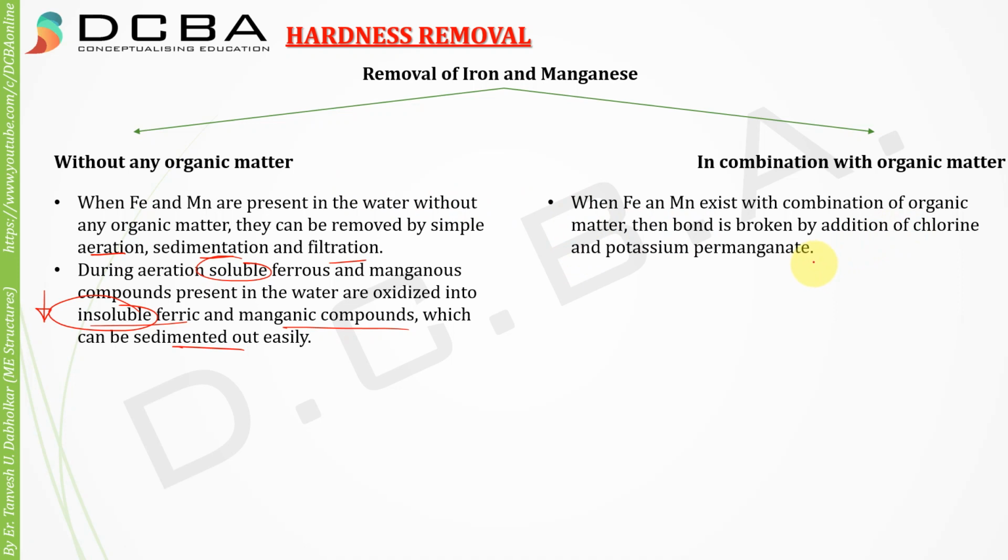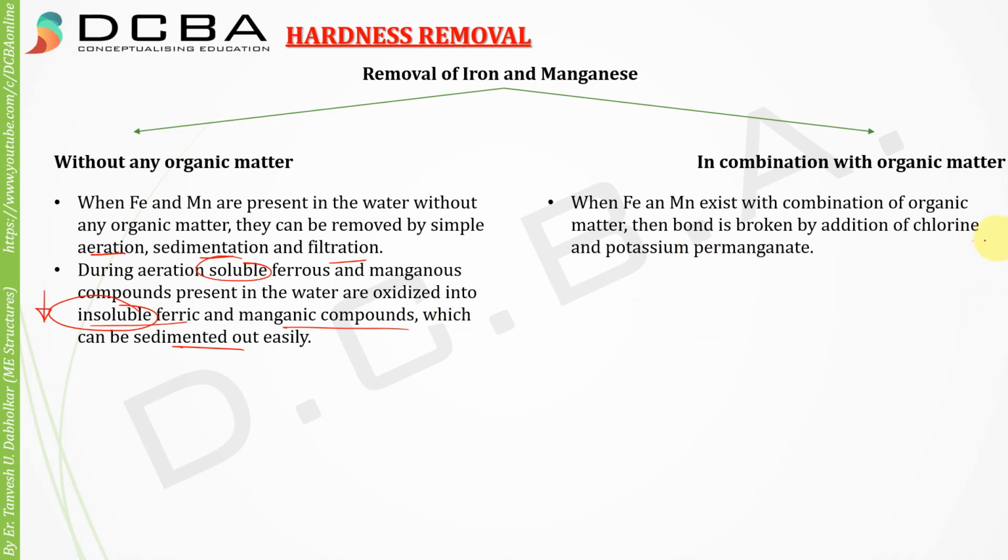When it is present with organic matter, that is, now what is without organic and with organic? With organic means it has that element of carbon and hydrogen and all, so it has a bond, the carbon, hydrogen and this ferrous and manganese bond. That bond has to be broken by addition of chlorine and potassium permanganate.